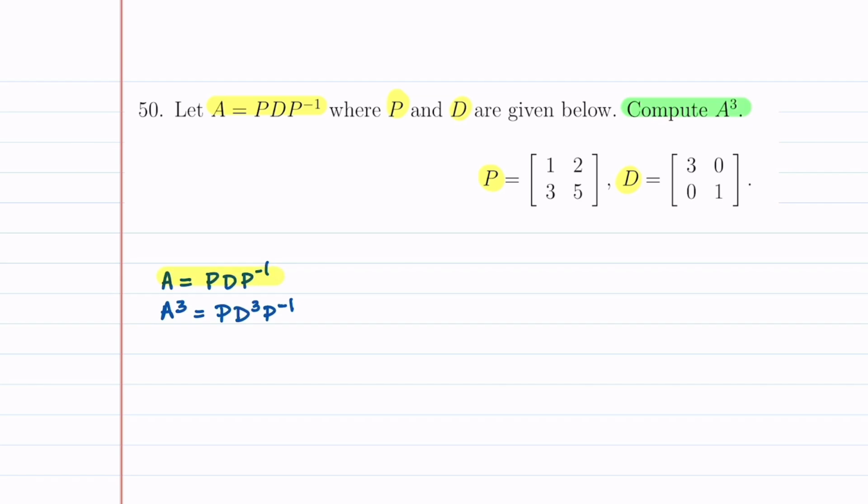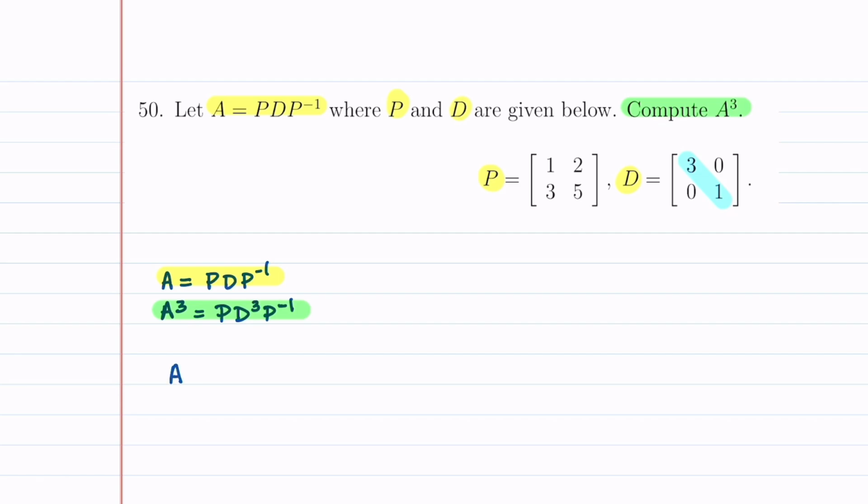Since A is equal to P D times P inverse, we can say that A cubed is equal to P times D cubed times P inverse. Notice that D is a diagonal matrix, so it's really easy to find D cubed. The hardest part of this problem is just doing the matrix multiplication.